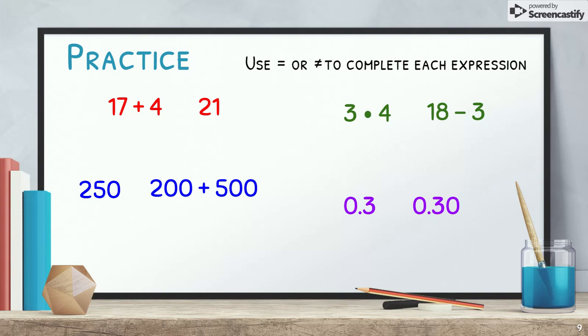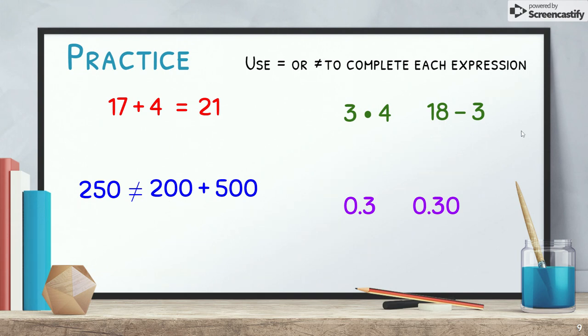Alrighty then. So 17 plus 4 and 21, are those two equal or not equal to each other? They are equal. 17 plus 4 is 21. Therefore, 17 plus 4 is equal to 21. Next problem, 250 and 200 plus 500. Are these two equal? They are not equal. 250 is not equivalent to 200 plus 500 because 200 plus 500 is 700, not 250. Therefore, those two are not equal.